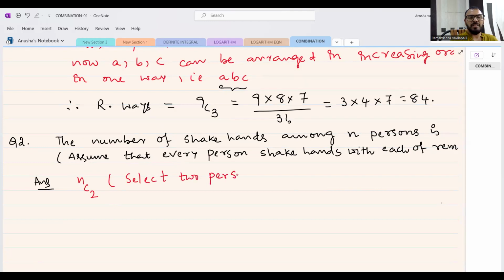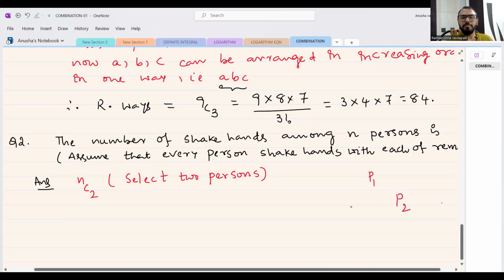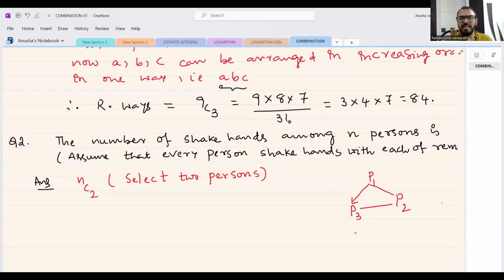It is simply nothing but selection of two persons. For example, I'll write P1, P2, P3. P1 can shake hands with P3, and P1 can shake hands with P2, and P2 and P3 also can shake hands. So we are just choosing two persons. P1, P2 shake hands, P1, P3 shake hands, and P2, P3 shake hands.